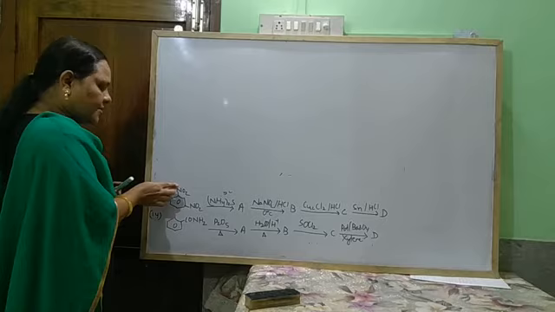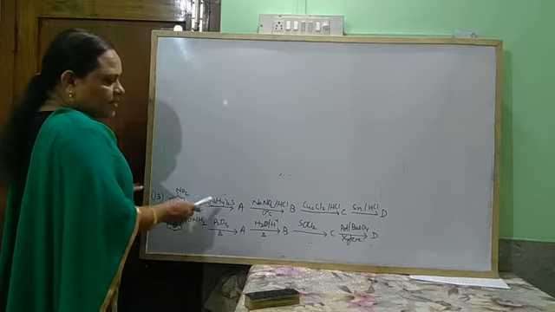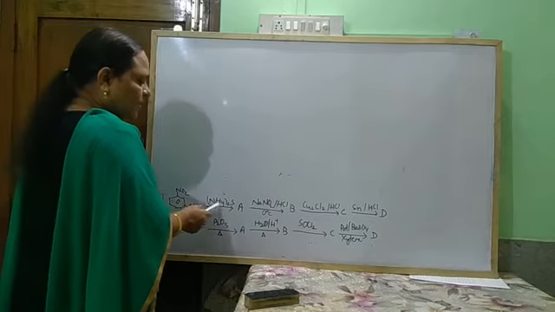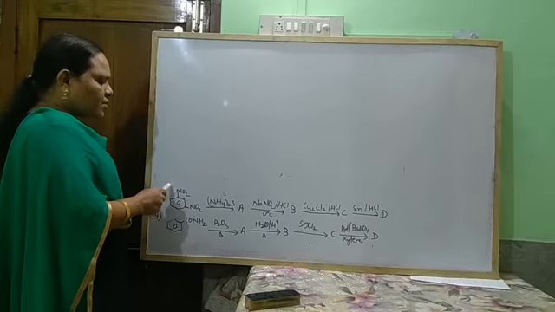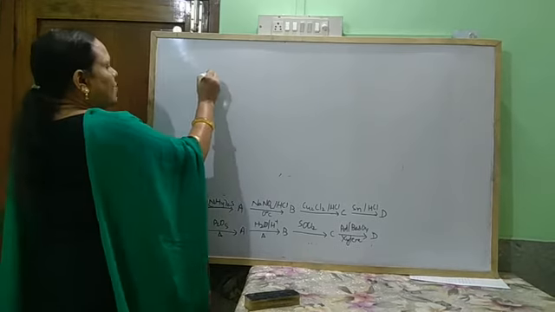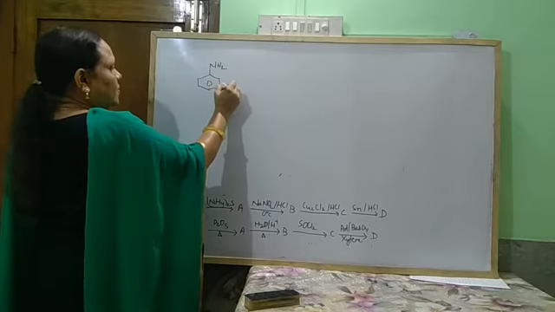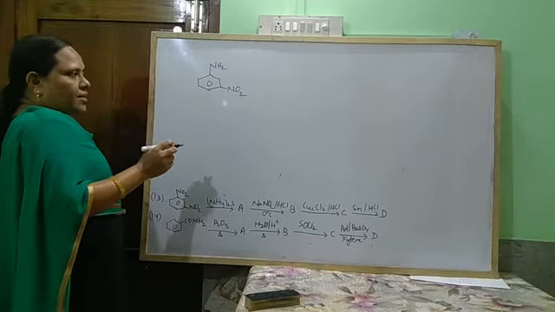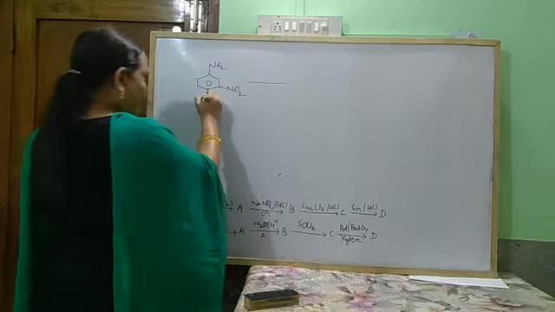So nitrobenzene, this is meta-dinitrobenzene, and meta-dinitrobenzene reacts with ammonium disulfide. When meta-dinitrobenzene reacts with ammonium disulfide, it undergoes selective reduction reaction. The two nitro groups do not both reduce here, only one group undergoes reduction and one group remains as such. So this forms meta-nitroaniline. A is this one.